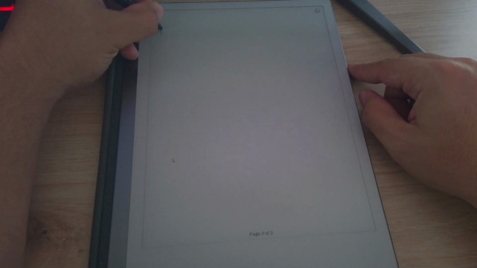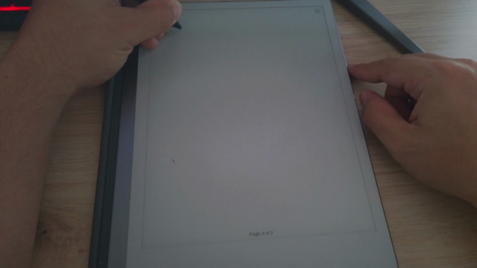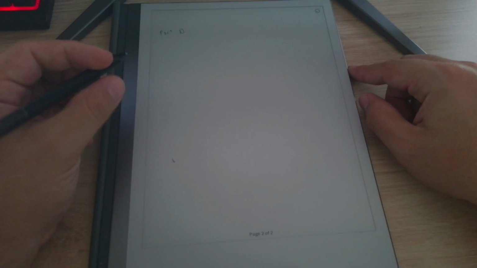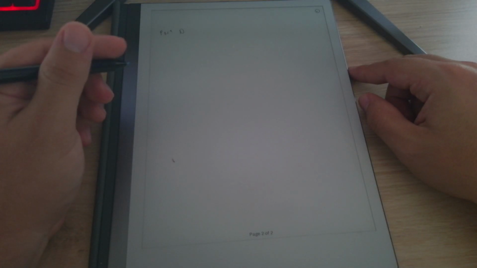All right, so part D. This time we're given a figure.